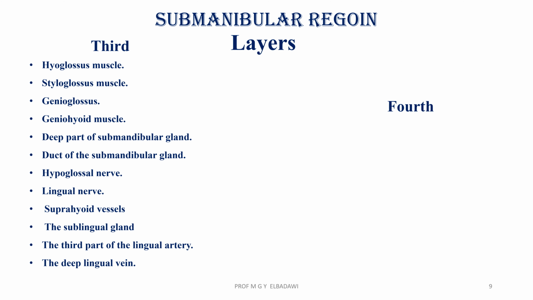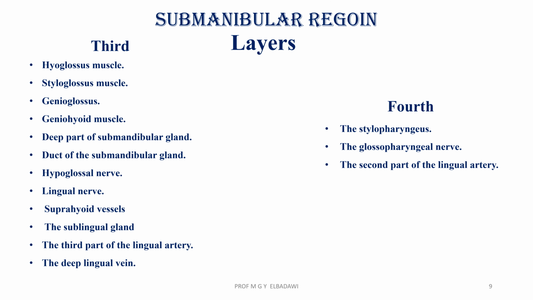When you reflect the hyoglossus, now you will see the fourth layer, which is formed of the stylopharyngeus, the glossopharyngeal nerve along its lower border, the second part of the lingual artery, the stylohyoid ligament arising from the tip of the styloid process, the genioglossus muscle, and the geniohyoid muscles again, deep to the hyoglossus. So this is the fourth layer.